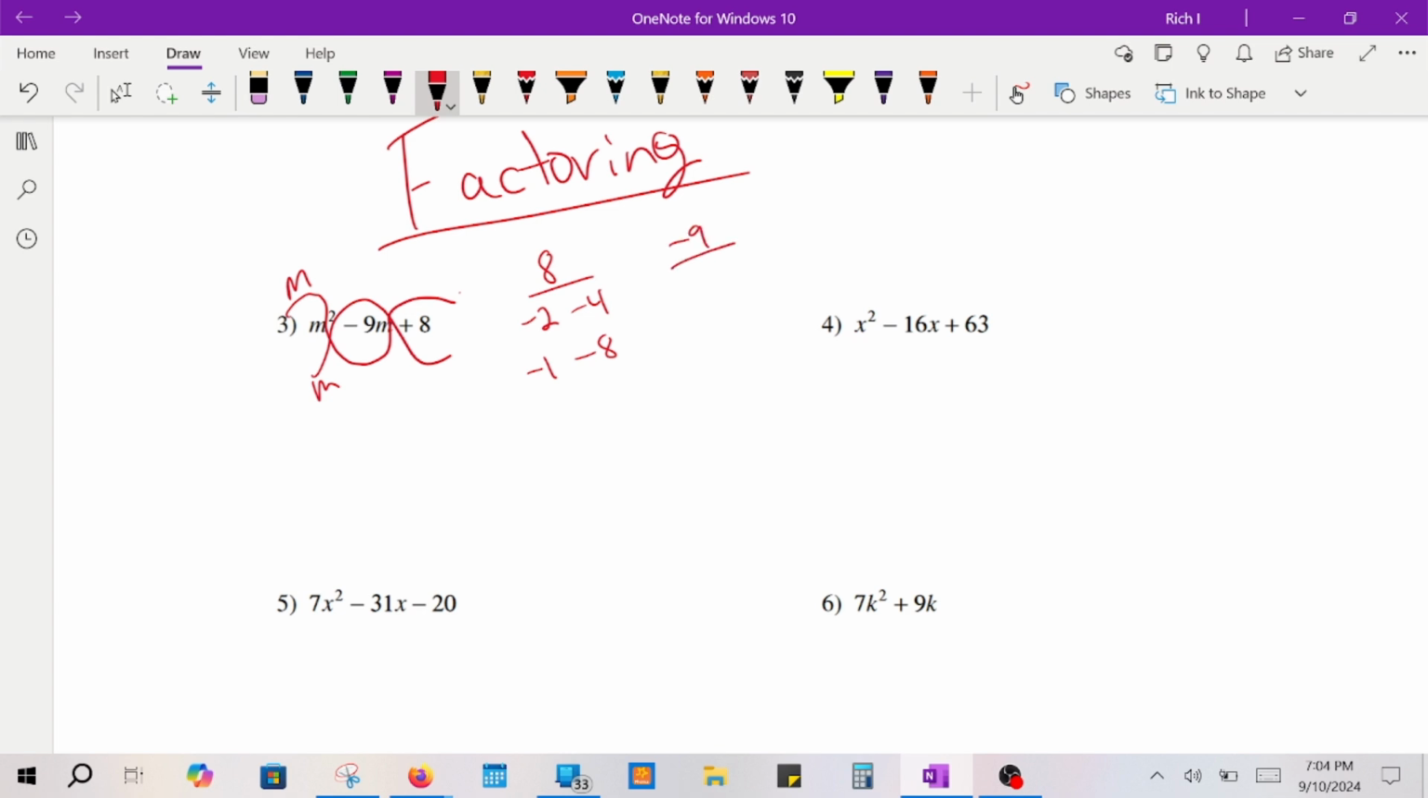Negative 2 and negative 4, when you add those together, you get a negative 6, so that's not good. But negative 1 and negative 8, when you add those together, you get a negative 9, so that's the one, right? So we're going to get negative 1, negative 8.